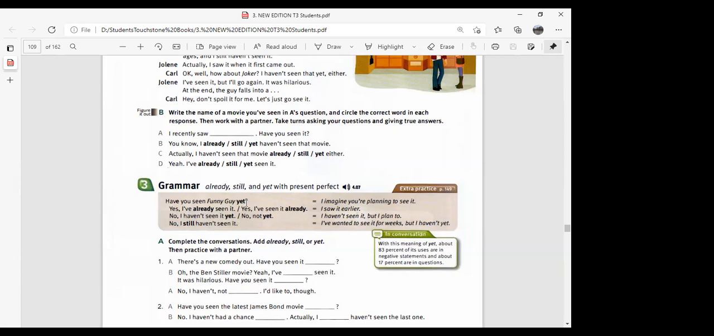Most of the time, yet is at the end. No, I haven't seen it yet, or not yet. Still is after the subject. No, I still haven't seen it. You see the difference with already and still? Still is right after the subject. Already is after the auxiliary have, right in the middle between the auxiliary and the verb. I've already seen it. I still haven't seen it. So the position is quite different.